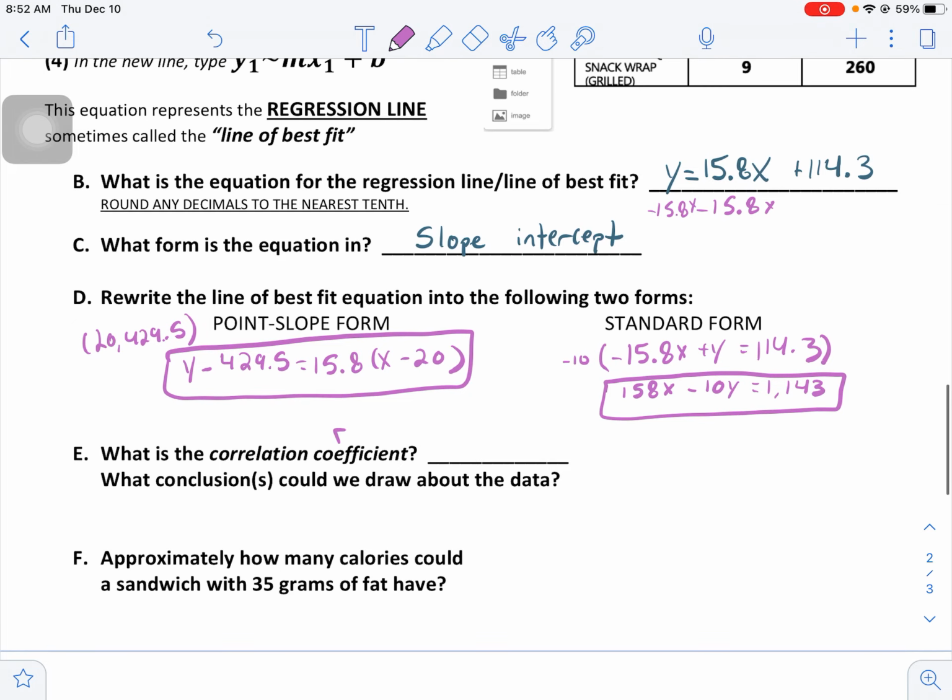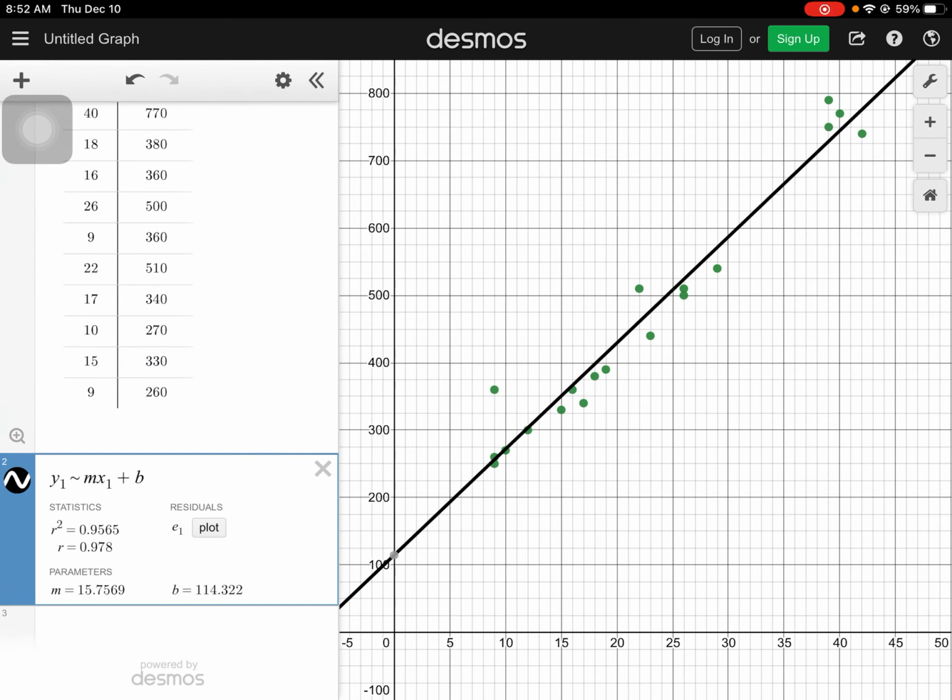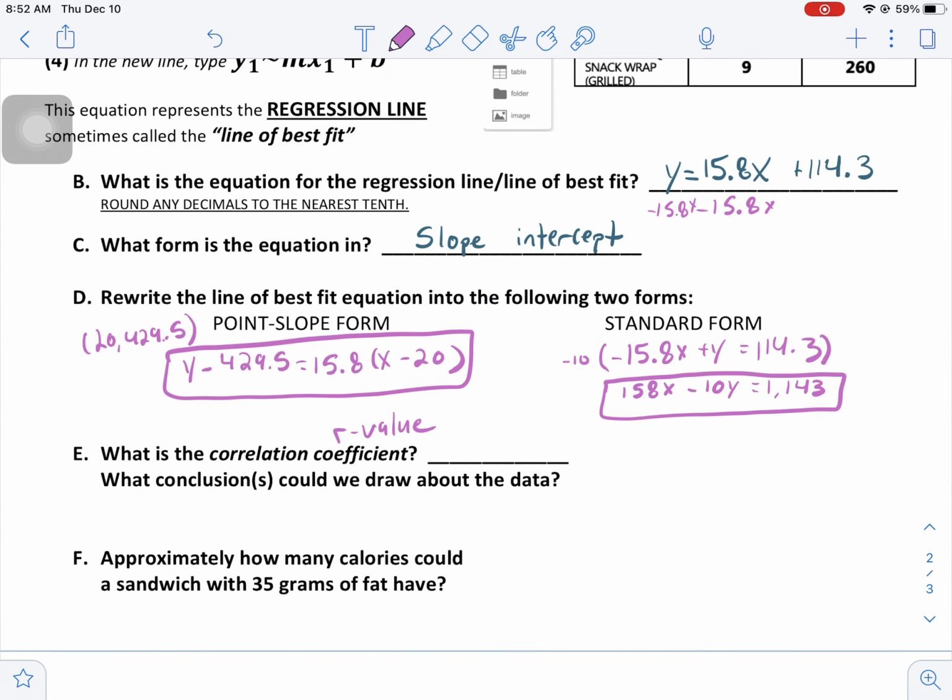All right, so what is the correlation coefficient? Well, the correlation coefficient is the R value. In this case, the R value is R is equal to 0.978. Remember, it's the one that is R equal to. It's not R squared equal to. Okay, it's the R equal to.